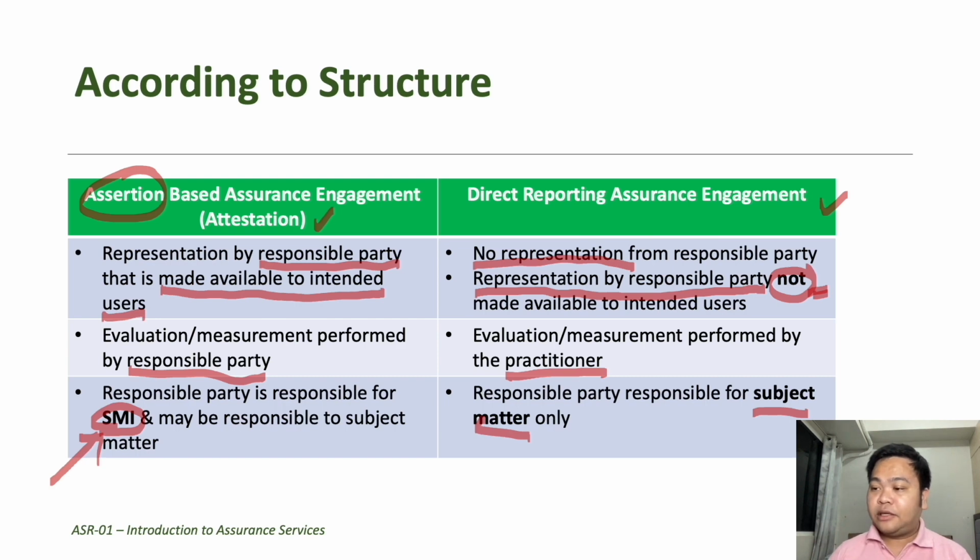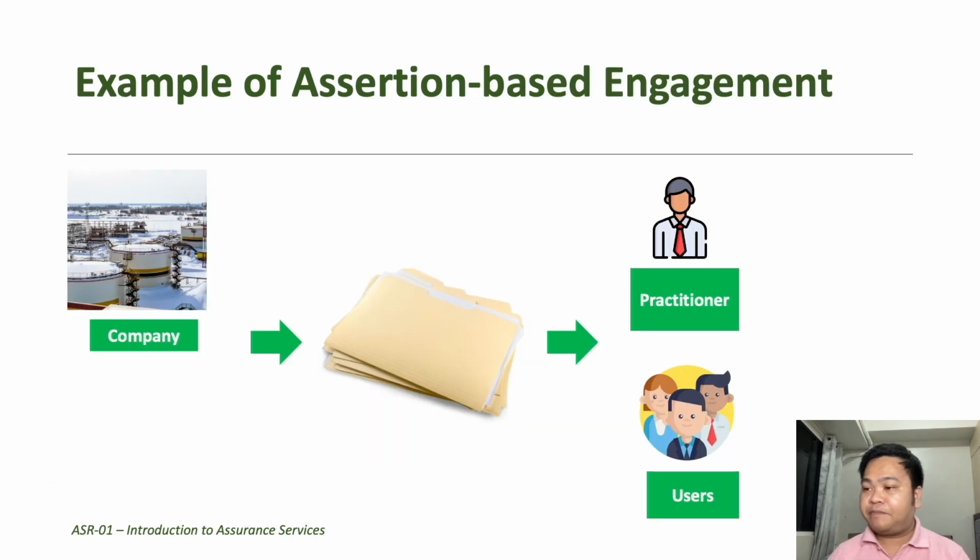Okay, so take note, for the responsibility for assertion-based engagement, the responsible party is responsible primarily for the subject matter information. But in certain cases or in other engagements, the responsible party is responsible for both subject matter information and the subject matter. Okay, while in direct reporting engagement, the responsible party is only responsible for the subject matter. To illustrate, we have here an example of assertion-based engagement.